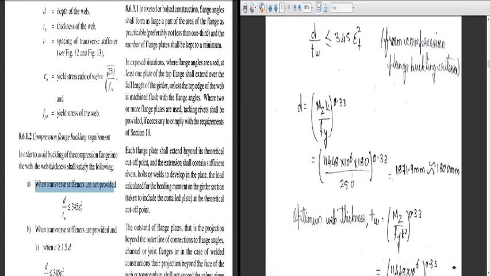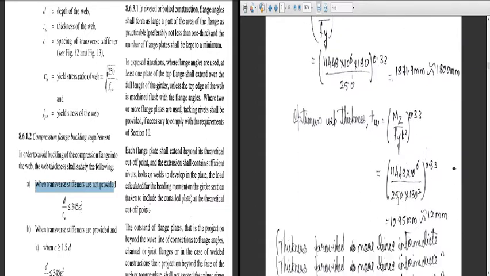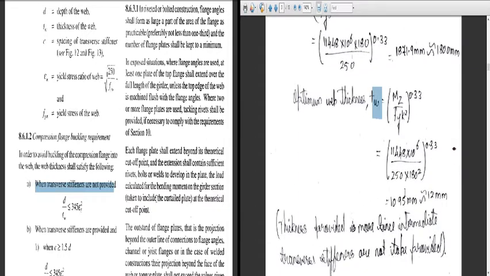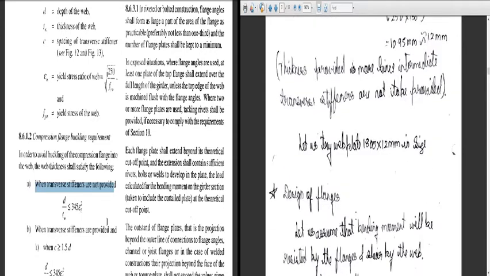Now in the previous class we have seen the design of the web. We computed the depth using the formula (M_z k / f_y)^0.33, taking k as 180, that is d by t_w. The depth worked out to be 1800 mm. We also computed the optimum web thickness t_w, which worked out to be 12 mm, as the thickness provided is more. Since intermediate transverse stiffeners are not to be provided, we were trying a section with web plate of 1800 mm by 12 mm in size.